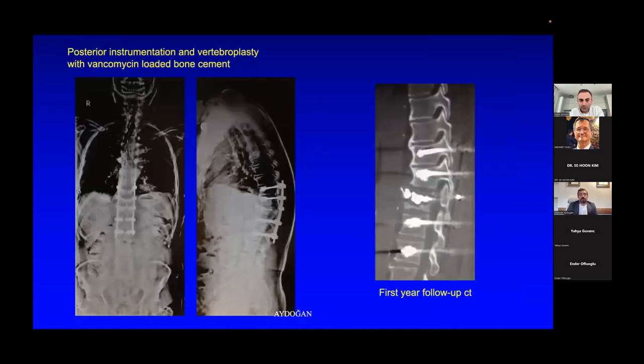That's why I treated him with only a posterior approach. This is the only case in my practice where I used vertebroplasty and posterior instrumentation. So I did posterior instrumentation and vertebroplasty with vancomycin-loaded bone cement and gave him cefazolin for 3 months. And you see here, at first year follow-up, we still have some radiolucency around the bone cement, but he was okay and the posterior fusion was enhanced.